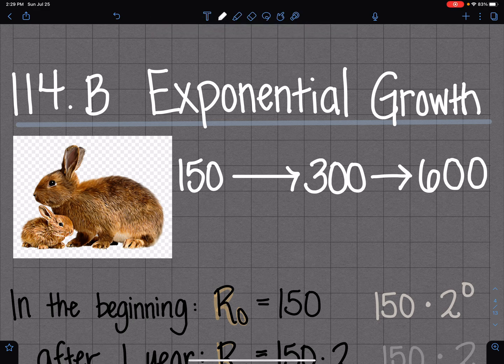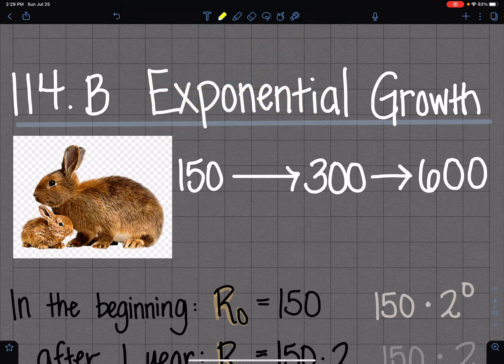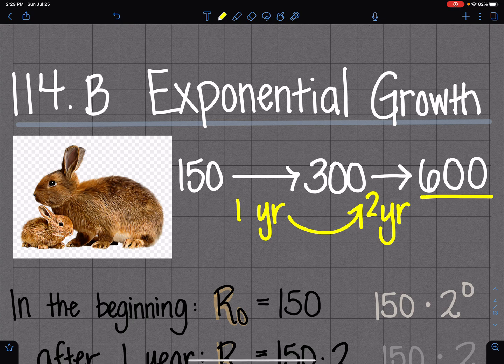Okay. He will have 300 rabbits after 1 year. So this is 1 year. Okay. Then he has 300. And at the end of 2 years, so this is maybe another year. Let's put 2 years here. After 2 years, he's going to have 600. Okay. Cool. So it goes from 150 to 300 and then to 600. And this is an example of exponential growth.